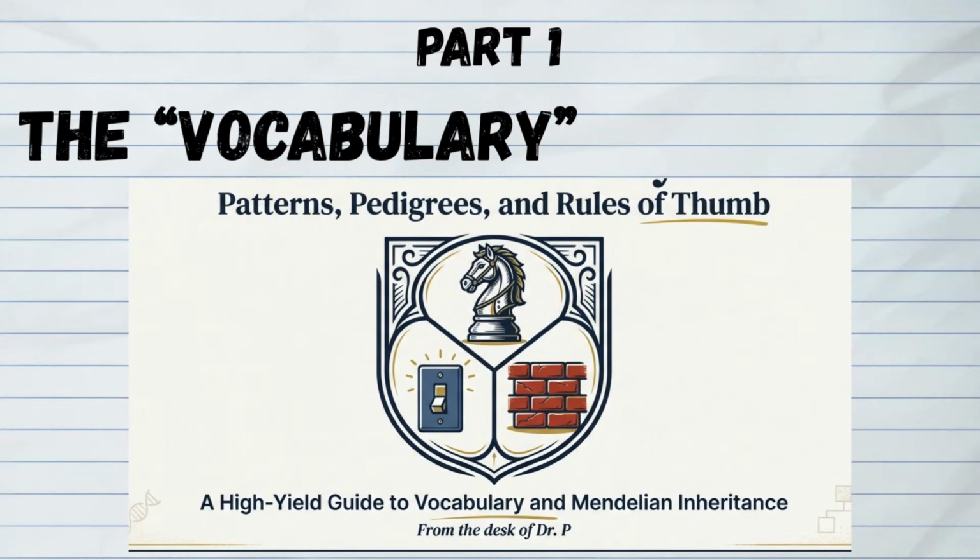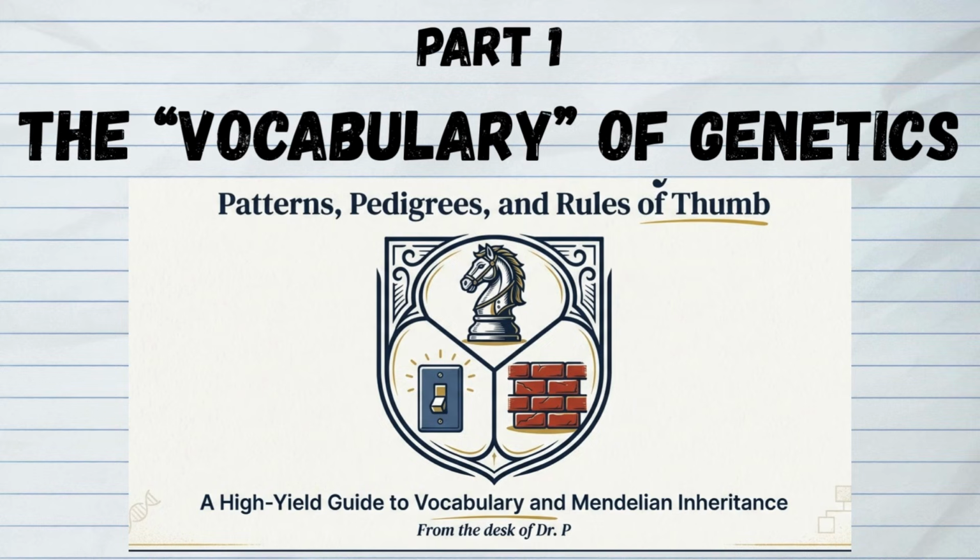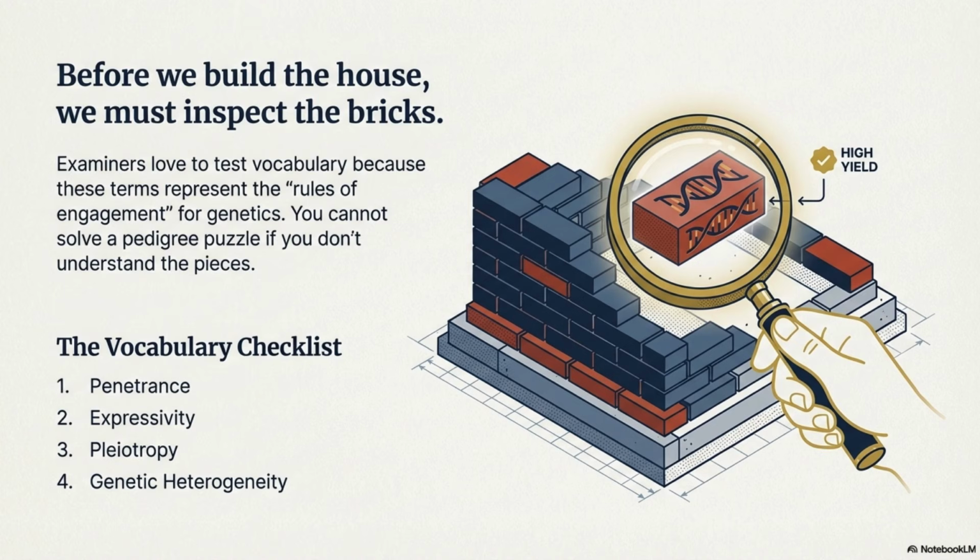Part 1. The vocabulary of genetics. The building blocks. Before we build the house, let's look at the bricks. You need to know these four terms because examiners love them. Penetrance versus expressivity.